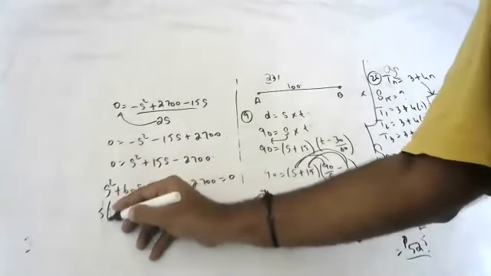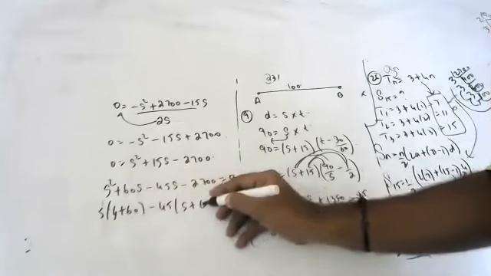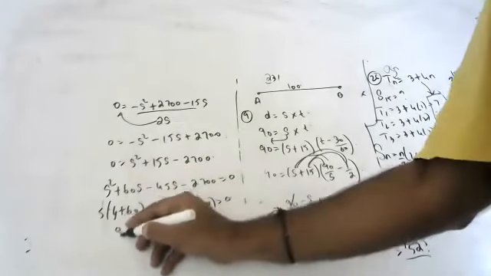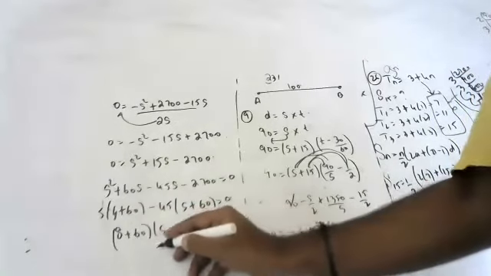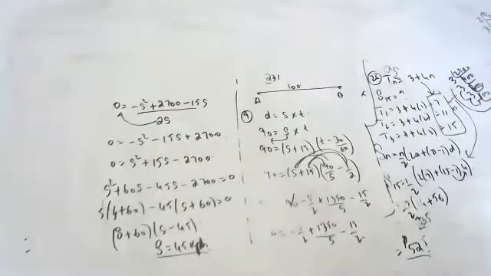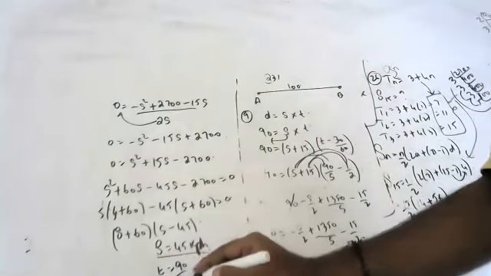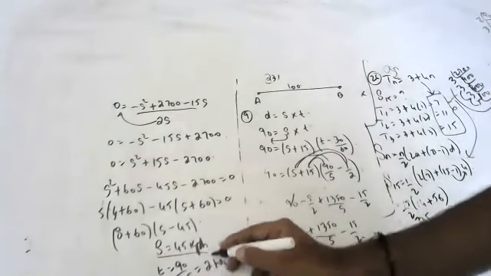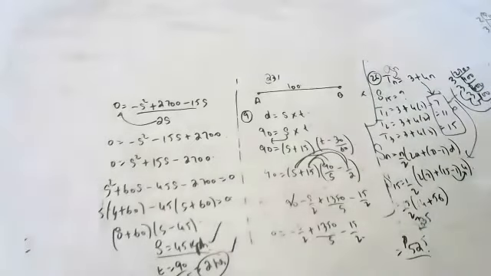So if you take s common, s into (s plus 60) minus 45 into (s plus 60) is equal to 0. So (s minus 45) into (s plus 60) is equal to 0. So s is 45 kmph. Time is equal to 90 by 45, that is 2 hours. Normal speed is 45 kmph. Normal time is 2 hours without increasing the speed.